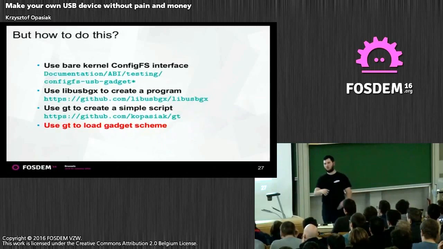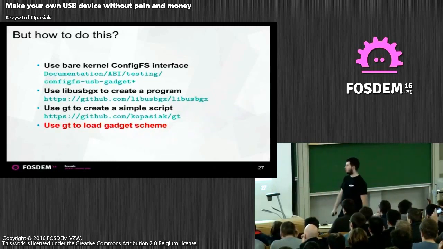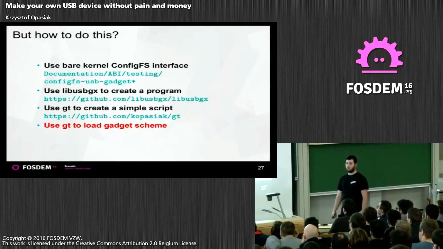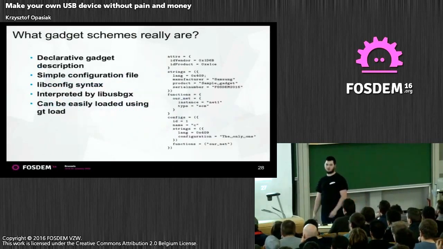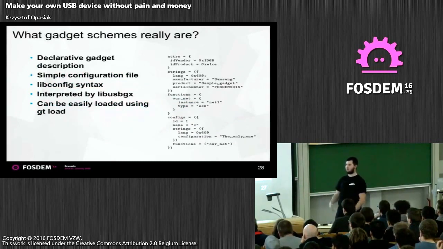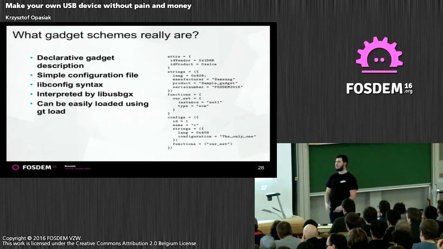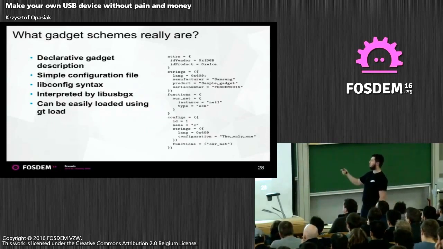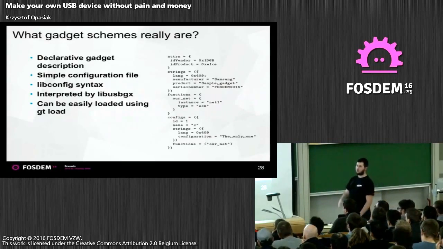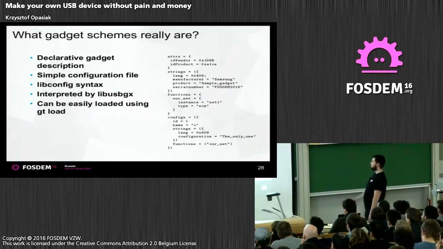So gt gadget create, gt function create, etc. But it's still writing something which looks like code. It's a shell, but it still looks like code. So instead of creating this like in a magic spell, let's declare: I want this device. And this is what gadget schemes really do. It's the declarative description of your USB gadget.